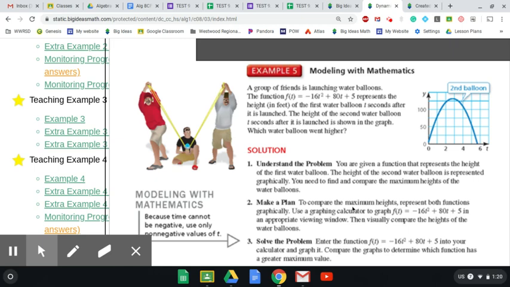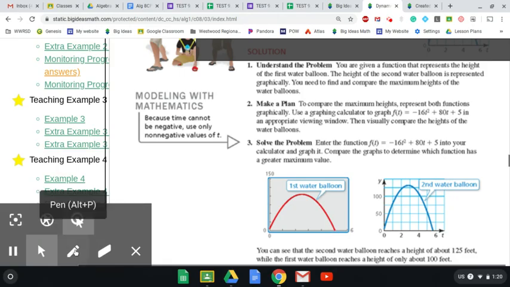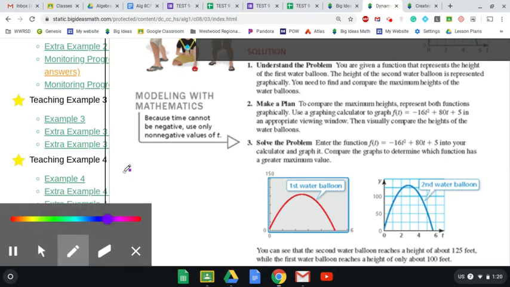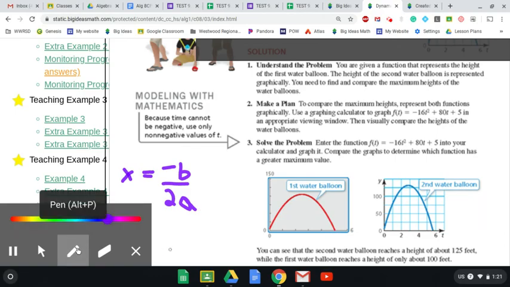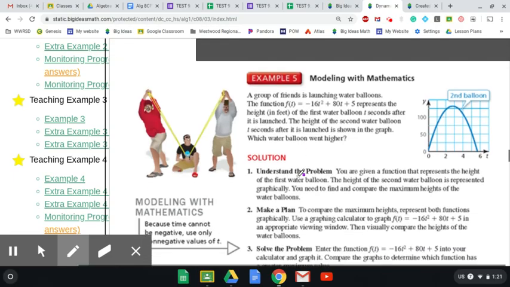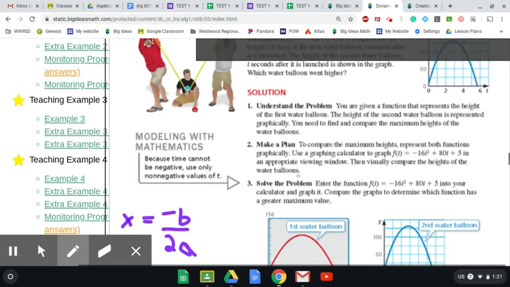But I want to also show you that you don't have to use the viewing window to get to this answer. What we could also do is we could use the formula x equals the opposite of b over 2a. And we're getting these numbers, the a and the b, from the equation that we originally were given. In the equation that we're given from the beginning, up at the top, our b is 80 and our a is negative 16. We can plug those into here.